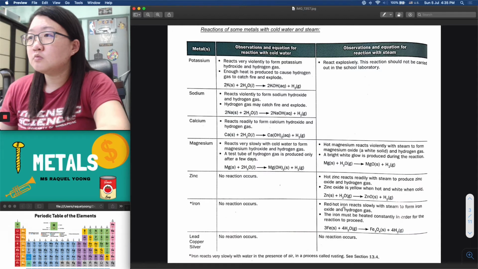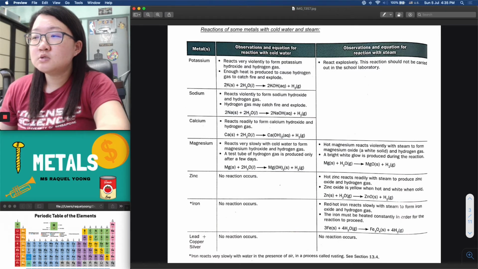So zinc oxide, when it is cold, is white in color. Iron, right, will react very slowly with steam to form iron oxide and hydrogen gas, and you will also be able to tell that iron is less reactive than zinc because the iron must be heated constantly in order for the reaction to proceed.